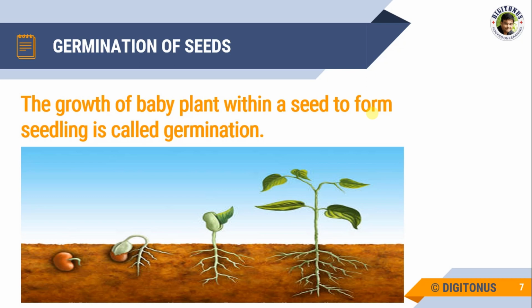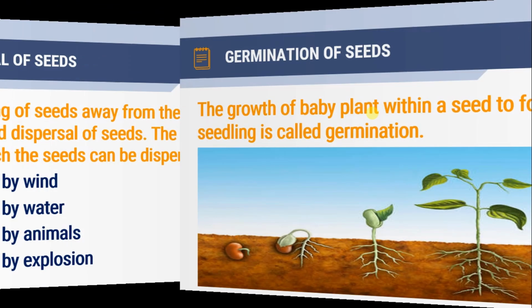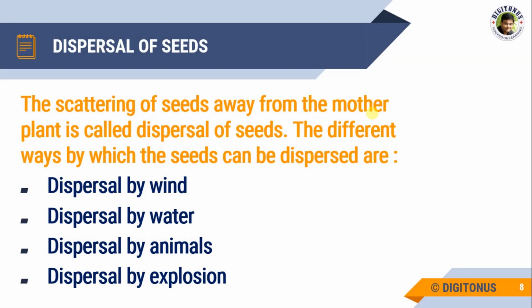Now let us see dispersal of seeds. The process by which seeds are scattered away from the mother plant is called dispersal. The different ways by which the seeds can be dispersed are dispersal by wind, dispersal by water, dispersal by animals, and dispersal by explosion. Let us see each method one by one.